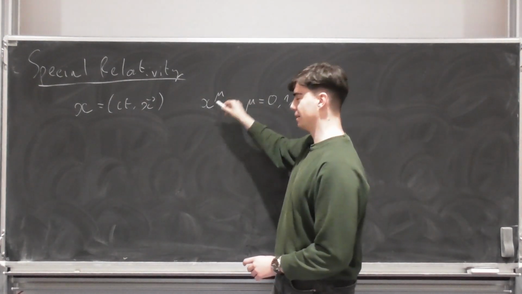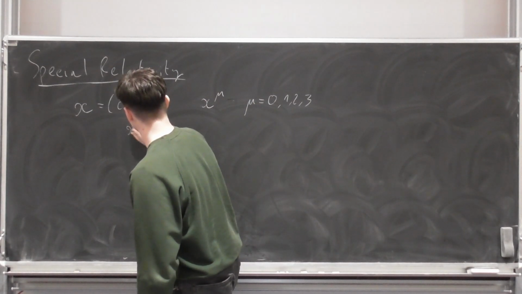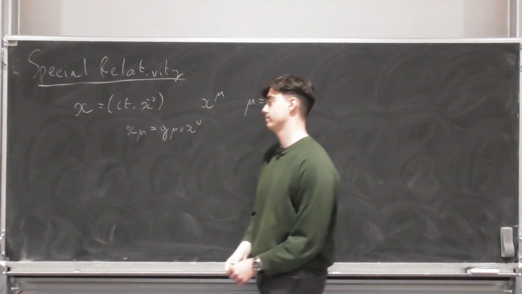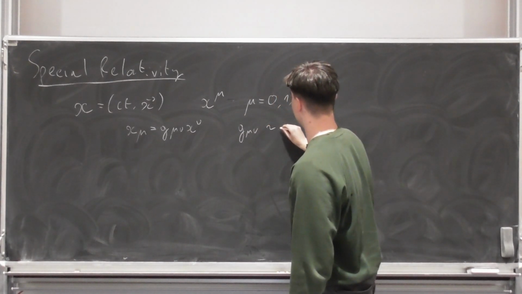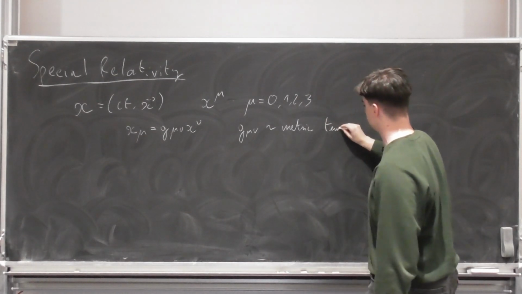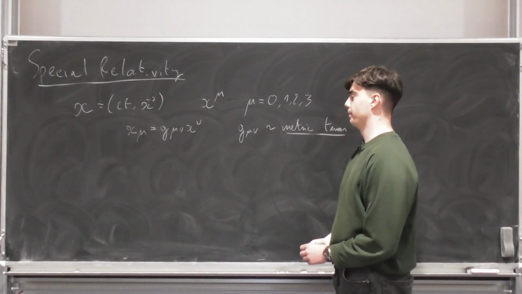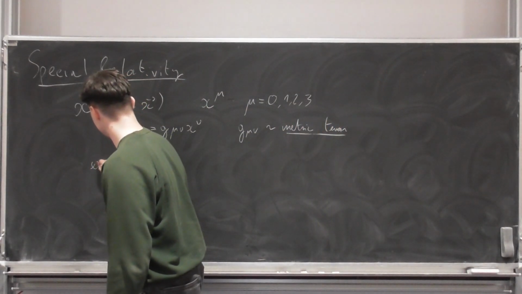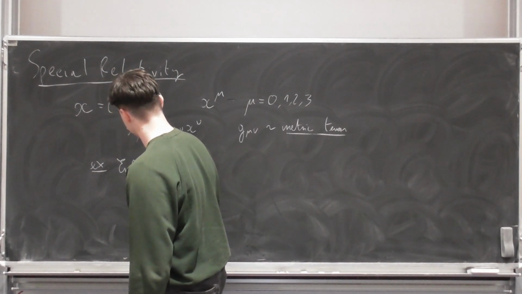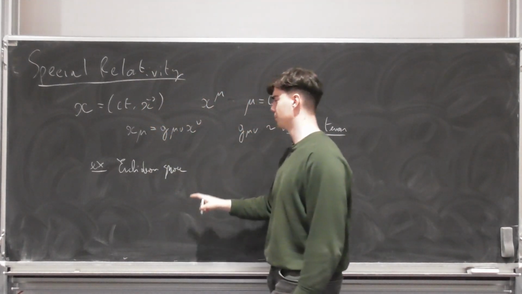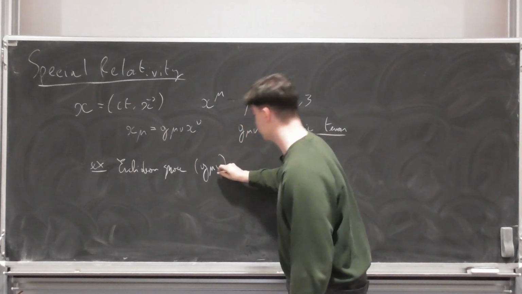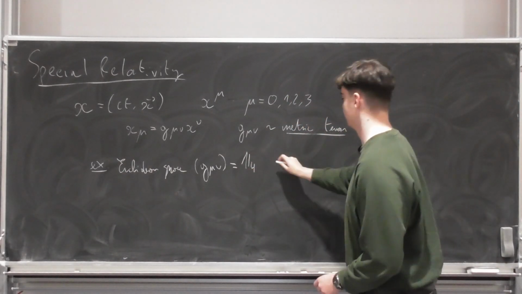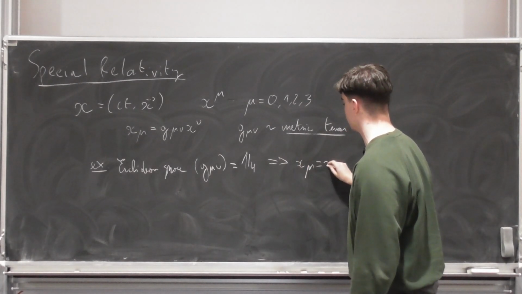And the way you raise and lower these indices is using the metric tensor. So x lower mu is equal to g mu nu x upper nu, and g mu nu is the metric tensor. It's a rank 2 tensor, so it can be written as a matrix. For example, in Euclidean space, the matrix with entries g lower mu nu is just the 4x4 identity. So in this case, like last time, x lower mu is no different to x upper mu.